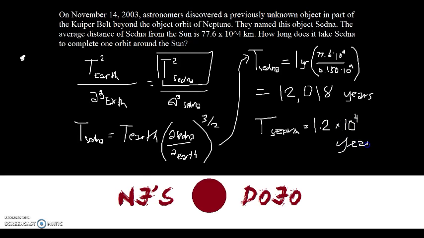And that's how you use Kepler's third law in order to answer different questions revolving around planetary motion.